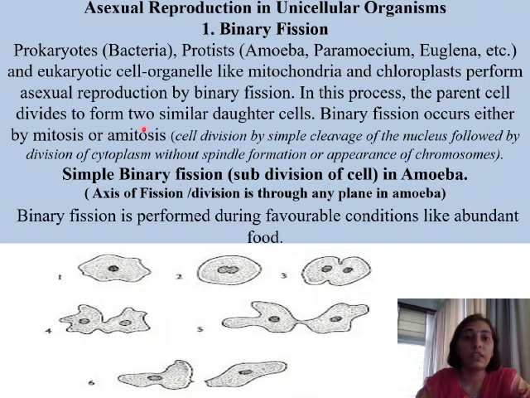In this process, parent cell divides to form two daughter cells, and both of the daughter cells are going to be similar to one another. Binary fission occurs either by mitosis or amitosis. So binary fission can occur by both of these methods. Mitosis we have already studied in detail, which we know occurs by karyokinesis and cytokinesis as two main stages. In karyokinesis, there is nuclear division, which takes place in 4 steps.